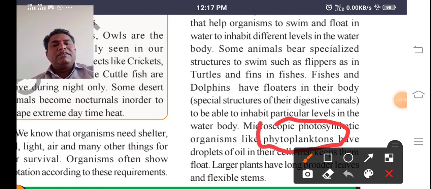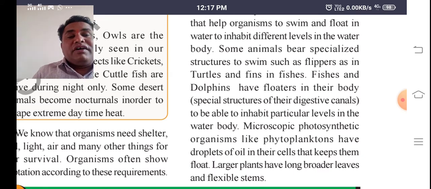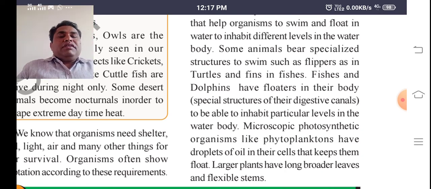Phyto means plants. Planktons means organisms which live in the water, float, and live on the surface of the water. So generally phyto means plants, you have to keep in your mind, and they have droplets of oil in their cells that keep them afloat. Inside the cells of these phytoplanktons, they have droplets of oil that give them float.